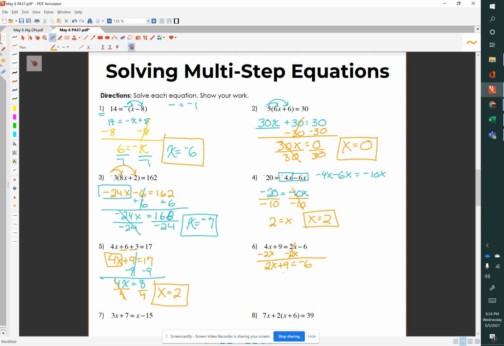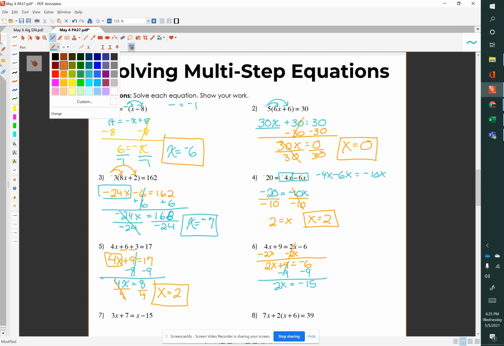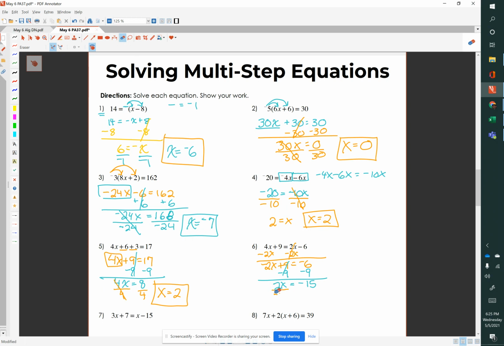equals negative 6. Now I want to isolate that 2x, so I'm going to subtract the 9, and whatever I do on one side I do on the other, which will give me 2x equals negative 9 minus 6 is negative 15. We're going to end up with a fraction. That'll be fun. So then I'm going to divide both sides by 2, and that's a negative 2. So we'll divide by negative, oh no, it isn't a negative 2. Sorry, positive 2.